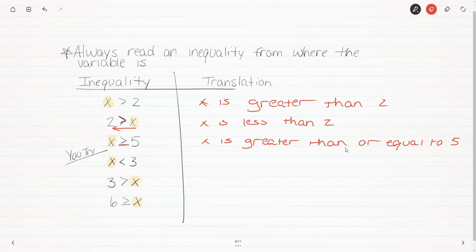So what I would like for you to do is translate those 3 try problems, and then unpause your video when you're ready to check your work.